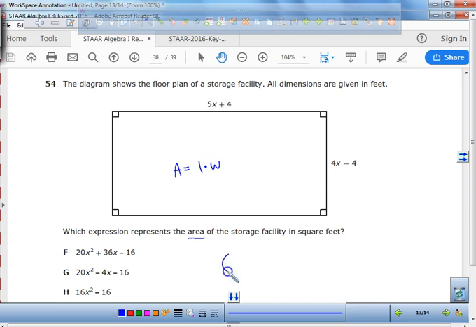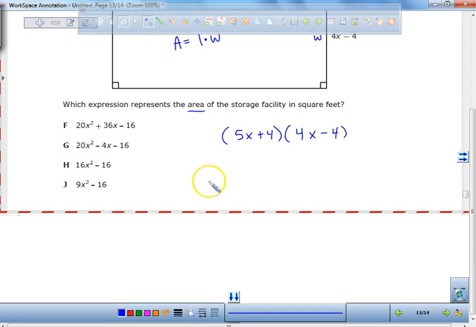So we're going to take 5x plus 4, and we're going to multiply it by 4x minus 4. We're going to call this the length, and we're going to call this the width, and we're going to multiply them together. We're going to use what's called the FOIL method.